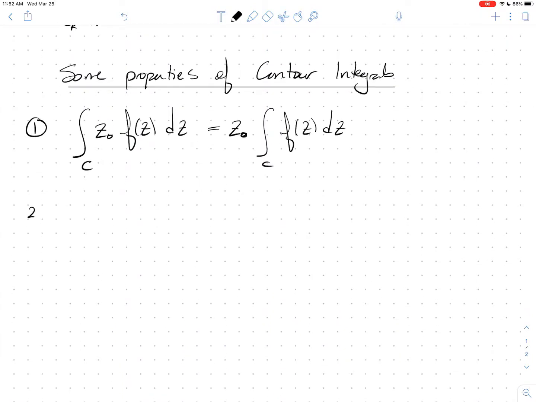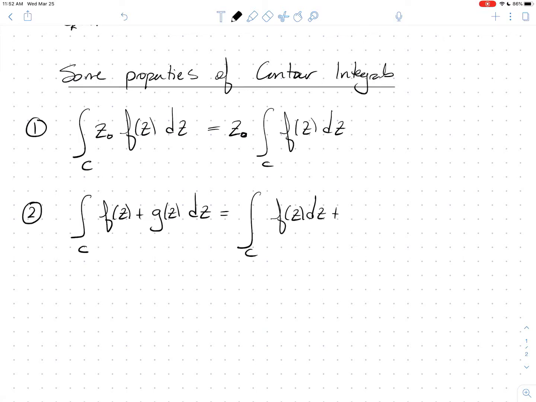The second property that you'd really like to have with integrals is if I have the integral over a contour C of the sum of two functions, let's say f of z plus g of z, I'd really like to be able to break this up as the integral over C of f of z plus the integral over C of g of z, and it turns out that's exactly what you can do.